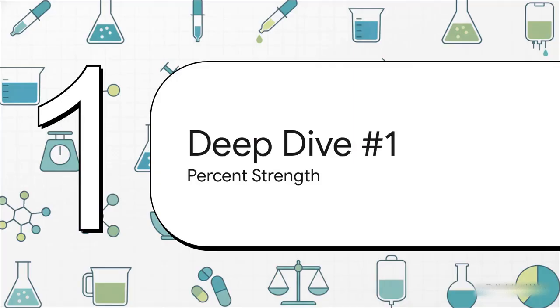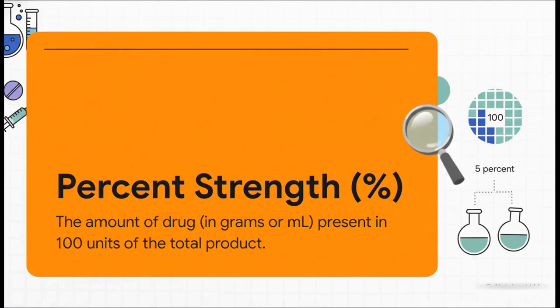Let's start with the one you are absolutely going to see the most often. You could say this is your bread and butter for concentration questions on the PTCB. Okay, so at its core, percent strength is actually really simple. The word percent literally means per 100. So if you see a 5% solution, all that means is there are 5 grams of the drug for every 100 milliliters of the solution. That's it. It's just a relationship.